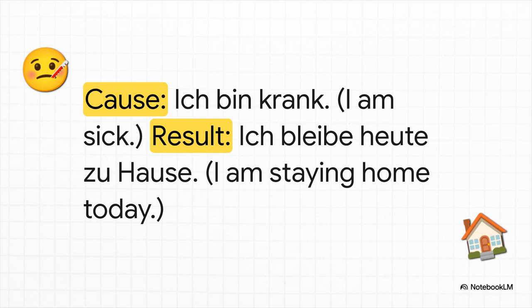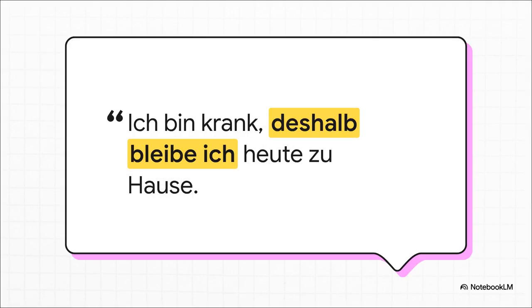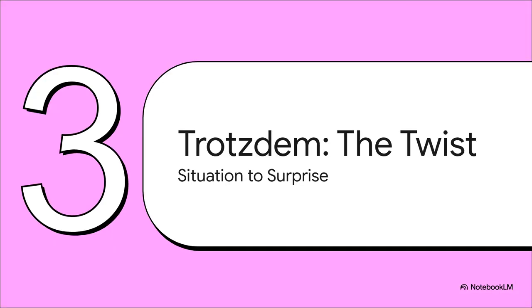Now, let's connect them with our new verb mover. And boom, here's the magic. Ich bin krank, deshalb. Now, look closely at what comes next. It's not the subject, ich. It's the verb, bleibe. Deshalb bleibe ich. See, position 1 is deshalb. Position 2 is the verb, bleibe. That's perfect verb inversion.